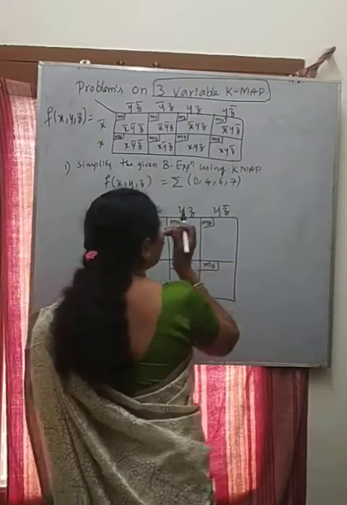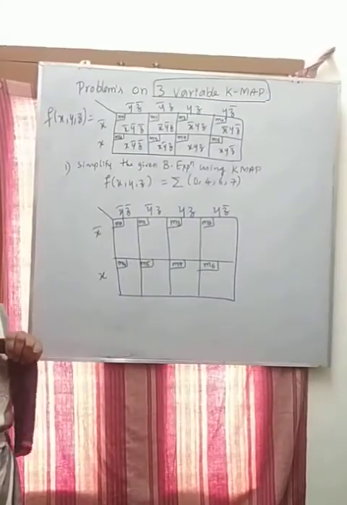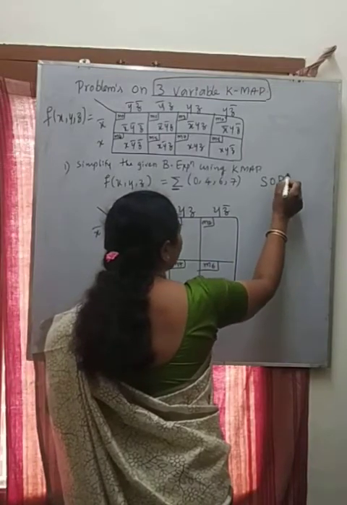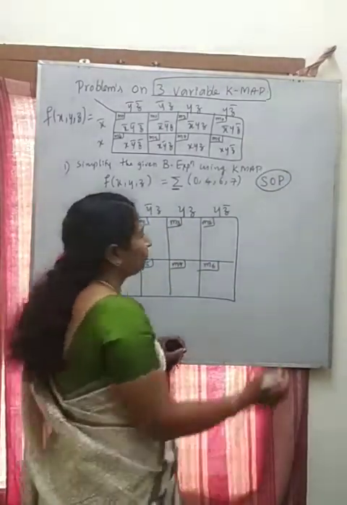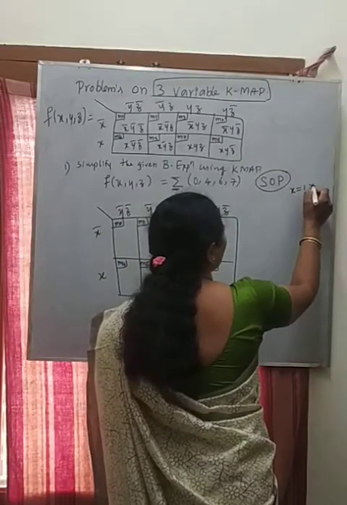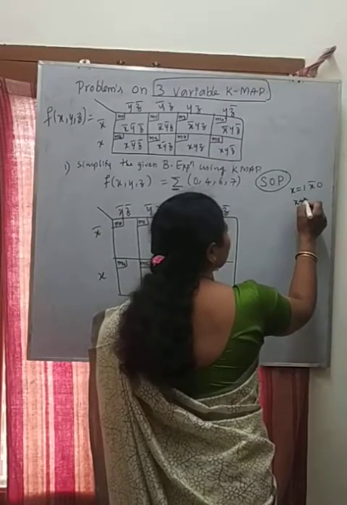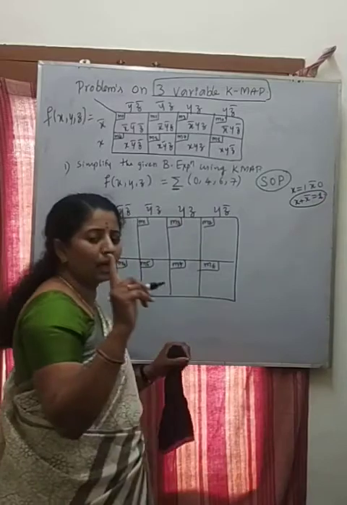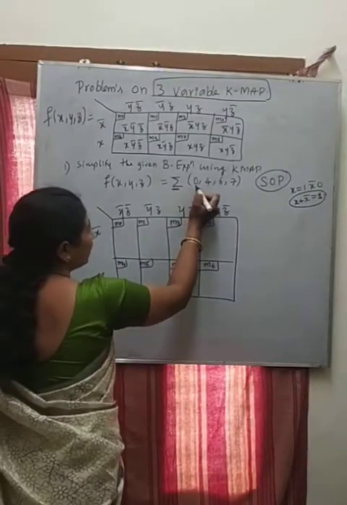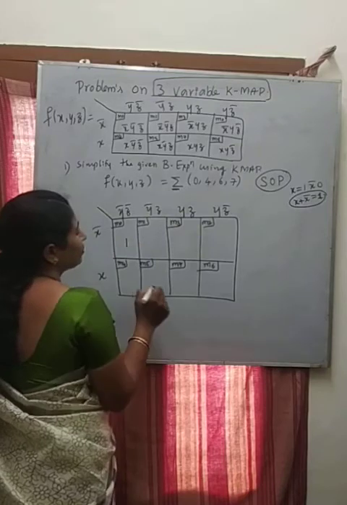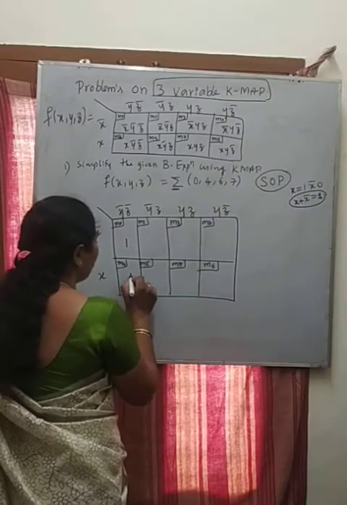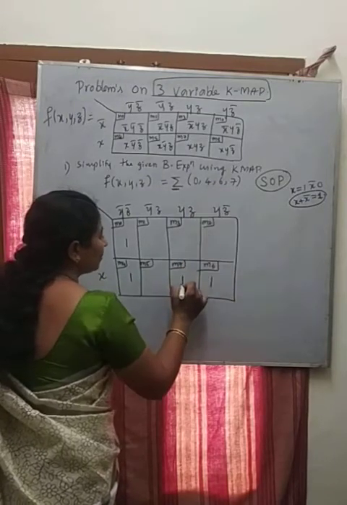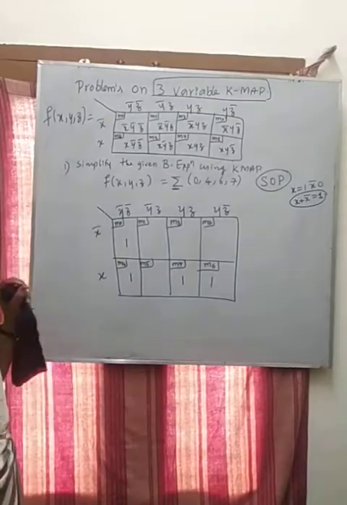In SOP, how can we identify the given problem is SOP? Yes, sigma is there. If sigma is there, the given problem is in SOP. X is 1, x complement is 0, x plus x complement equals 1. Hence, the term present means the output is 1. What is the term present? 0 is present, that means M0 is present. What is the next term present? 4 is present. Then the next term 6 is present. 7 is present. Now we need to do simplification.